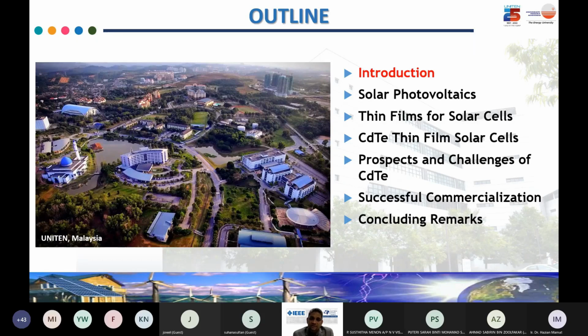which has been used as solar cell material since the 1970s. So I'll be giving a brief introduction about the historical advent, and then the prospects and challenges of CdTe from our studies as well as from other literature. And then finally, I'll talk about the successful commercialization, because research scale is not all that will confine the success of this kind of activity, but commercialization is the one that took us to the next level. And finally, I'll conclude my talk.